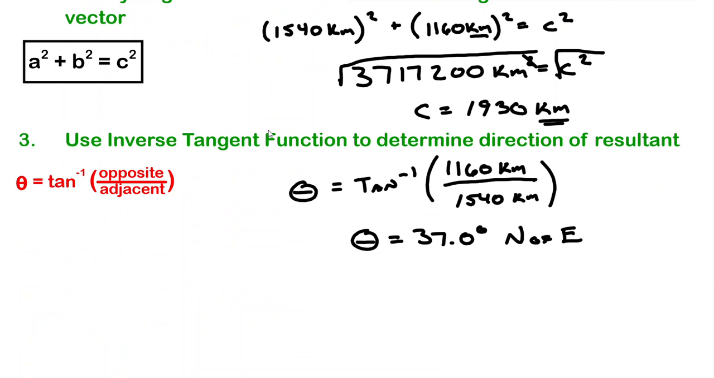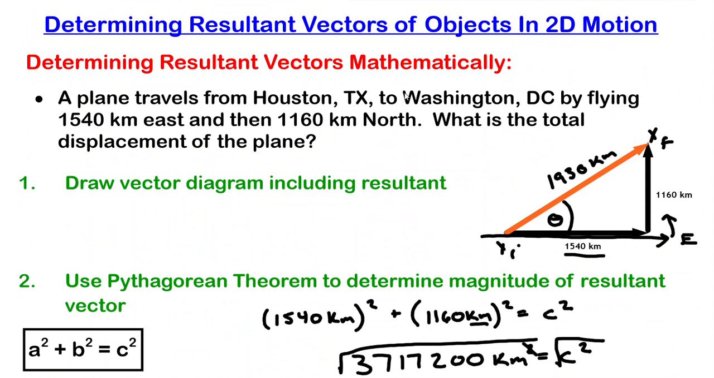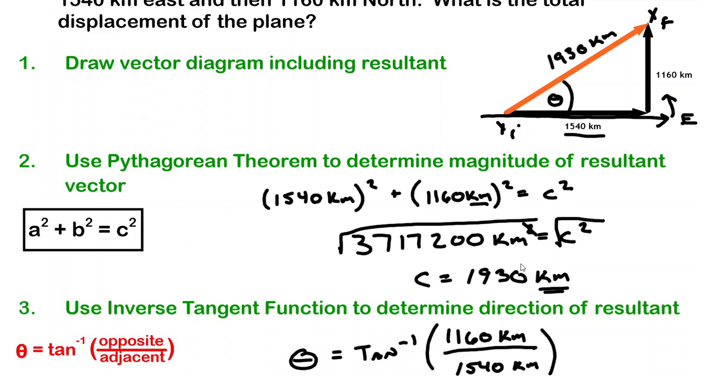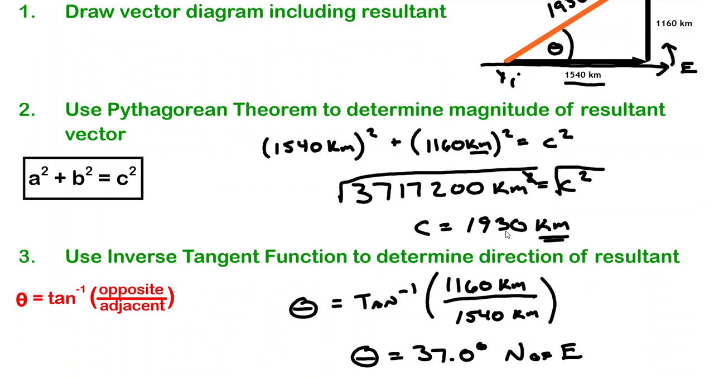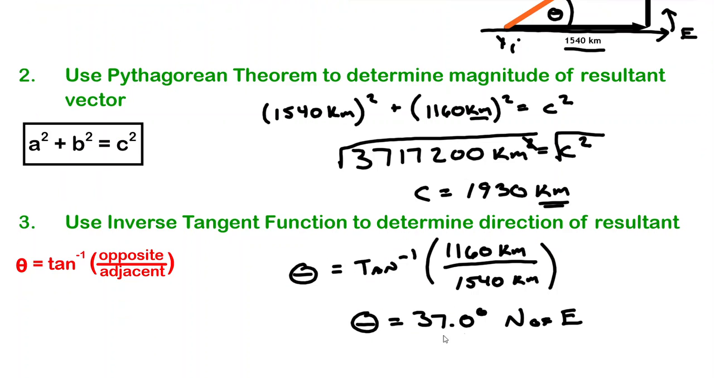So the answer to our question is, if a plane flies from Houston to DC with these two displacements, what is their total displacement? Well, their total displacement is 1,930 kilometers at 37 degrees north of east. So I hope that helps as you go through and practice solving for resultants using mathematical methods.